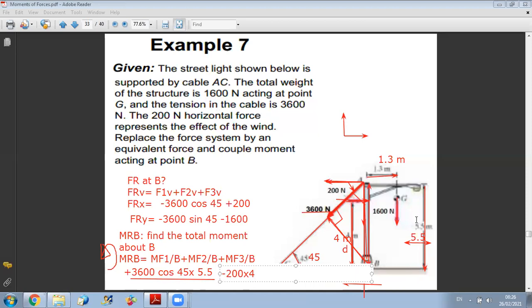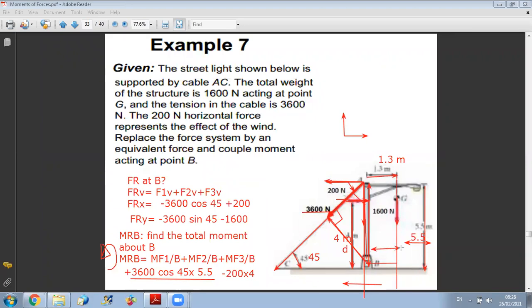And finally, for the weight of my structure, first, it's rotating in the clockwise direction about B, so it's a negative moment, and I should multiply by the perpendicular distance. If I take the line of action of the weight and I draw the perpendicular from B towards this line of action, what is the distance?